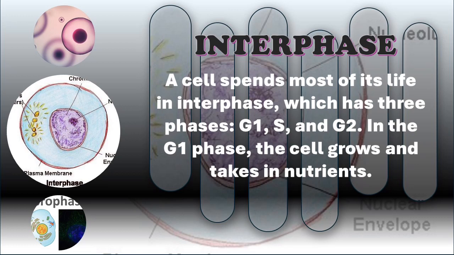So what do you think is the interphase? Basically, a cell spends most of its life in interphase, which has three phases: G1, the S phase, and the G2 phase. In the G1 phase, the cell grows and takes in nutrients.